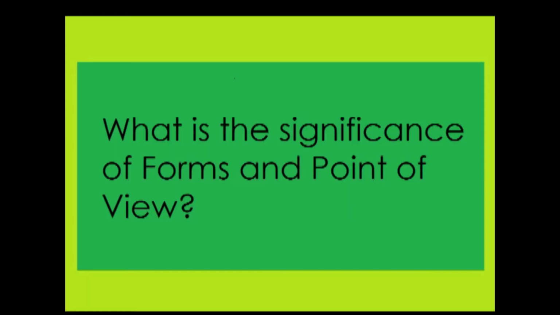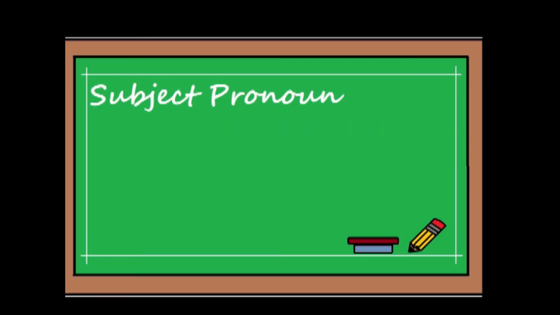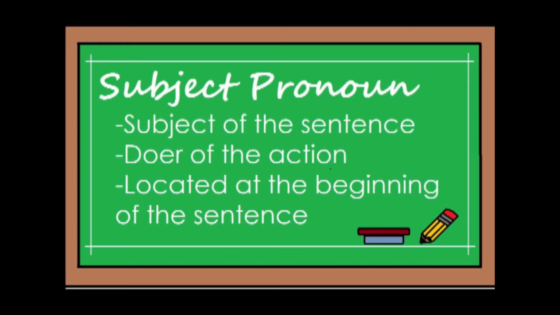Okay, now, what is the significance of forms and point of view in subject and object pronouns? But before we do so, we first need to know what a subject pronoun is. A subject pronoun is a pronoun that is used as the subject of the sentence. It is the doer of the action, and it usually comes at the beginning of the sentence.